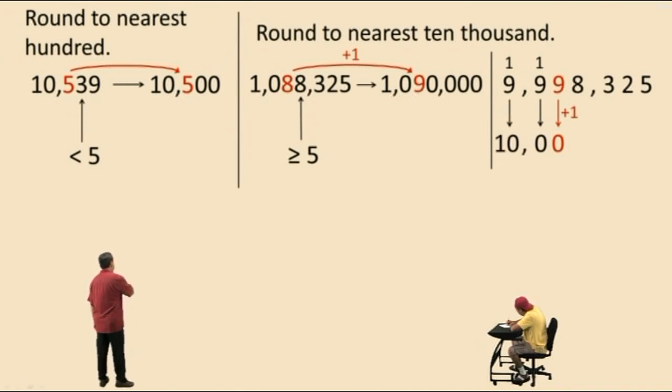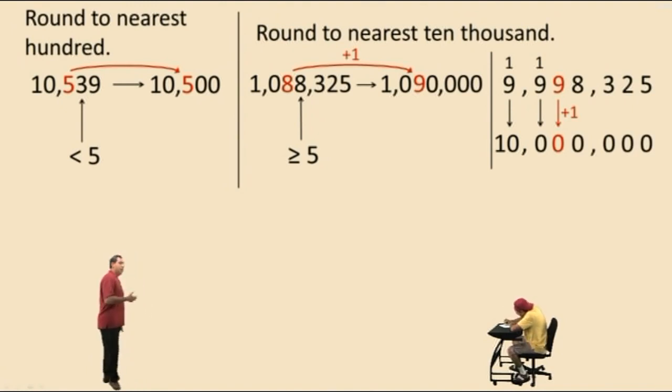And there's the digits in front of the place value we're rounding to, and all the digits to the right of the place value we are rounding to get replaced with zeros. And so there's our answer, 10 million.